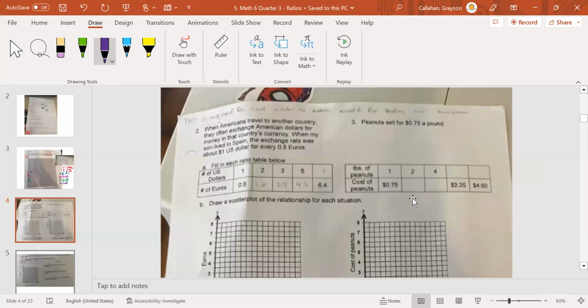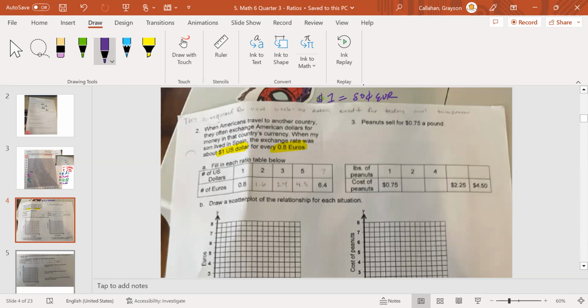So question number 2 says, when Americans travel to another country, they often exchange American dollars for money in that country's currency. When my son lived in Spain, the exchange rate was $1 US is equal to 0.8 euros. So in this case, Grayson, which one is actually worth more? Which one's worth more? Which one's more expensive? No, euro, because $1 here only gives you 80 cents there. Does that make sense? $1 US equals 80 cents. So $1 in America gives you 80 cents euro. Okay? It just says like $1 here will equal $1.25 in Canada.